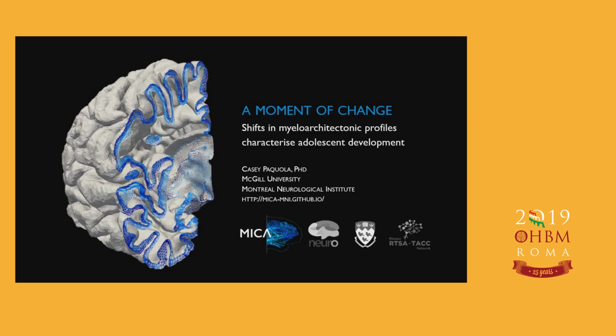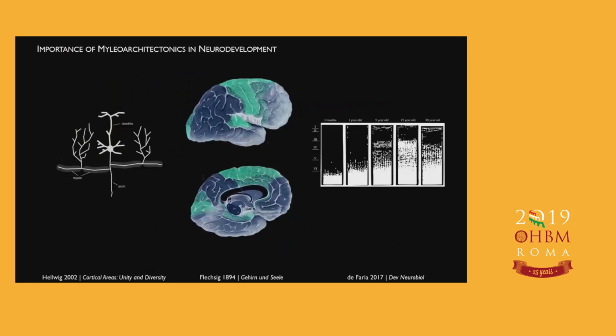I'd like to talk about how shifts in myeloarchitecture profiles characterise adolescent development. Myeloarchitectonics is the pattern of intracortical myelin that you see. So here on the left, you can see myelin sheathing these horizontal axon collaterals. We often think about myelin as being very important for conduction speed, but when we look at the intracortical area, these fibers are actually so short that myelin has a different role to play. It actually imposes a spatial structure upon these axons, so it more governs information flow in the cortex.